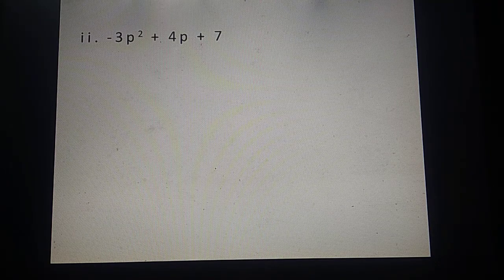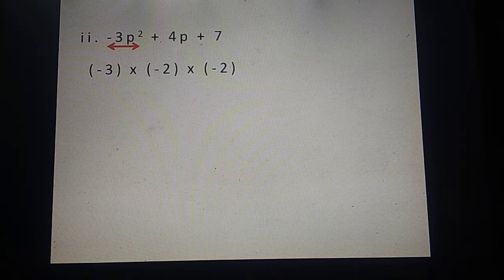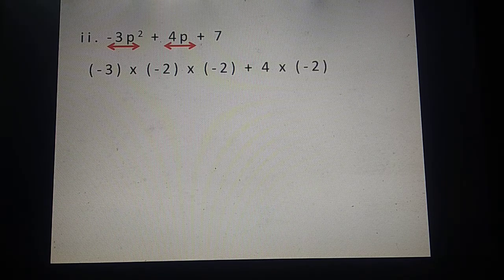Moving to the second sum, it's minus 3p square plus 4p plus 7. Start with the first term. How will you expand or split it? It is minus 3 into p into p. In place of p, we will use minus 2. You will write it as minus 3 into minus 2 into minus 2. Wherever we are using a negative sign, we will put a bracket. Plus, the next term is 4p. That is 4 into p. You will write it as 4 into minus 2 plus 7. Solve term by term. The very first term.